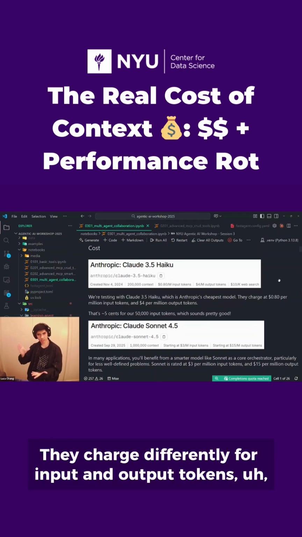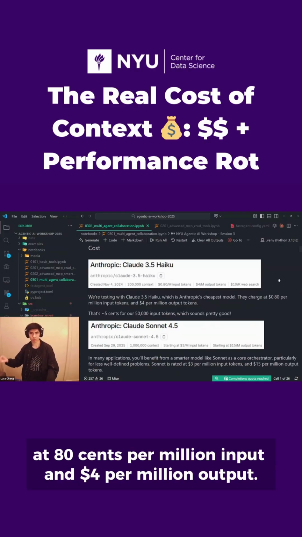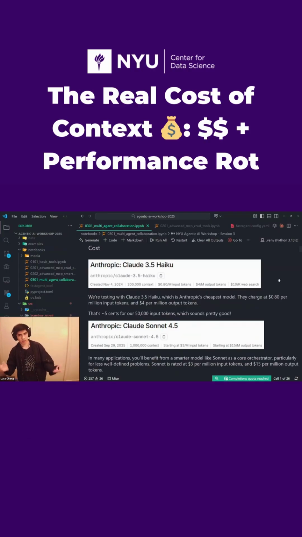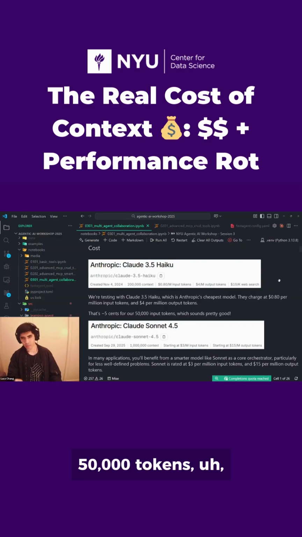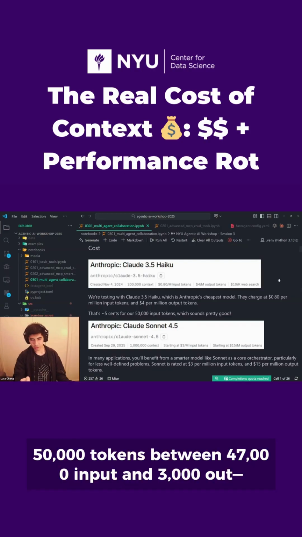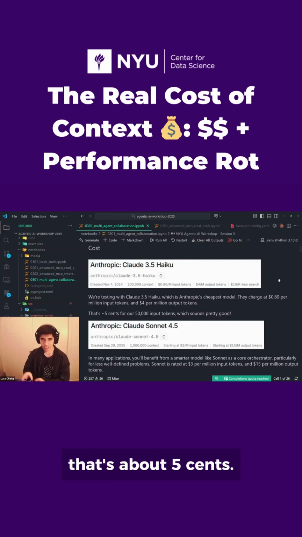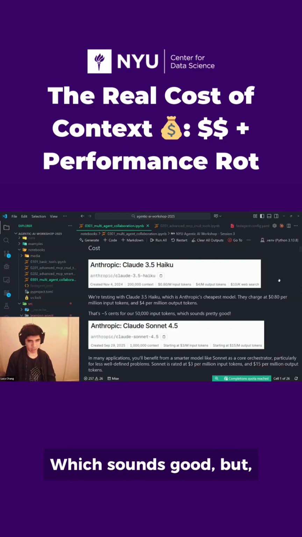They charge differently for input and output tokens, at 80 cents per million input and $4 per million output. When we talk about our 50,000 tokens, let me fix that typo, 50,000 tokens between 47,000 input and 3,000 output, that's about 5 seconds, which sounds good.